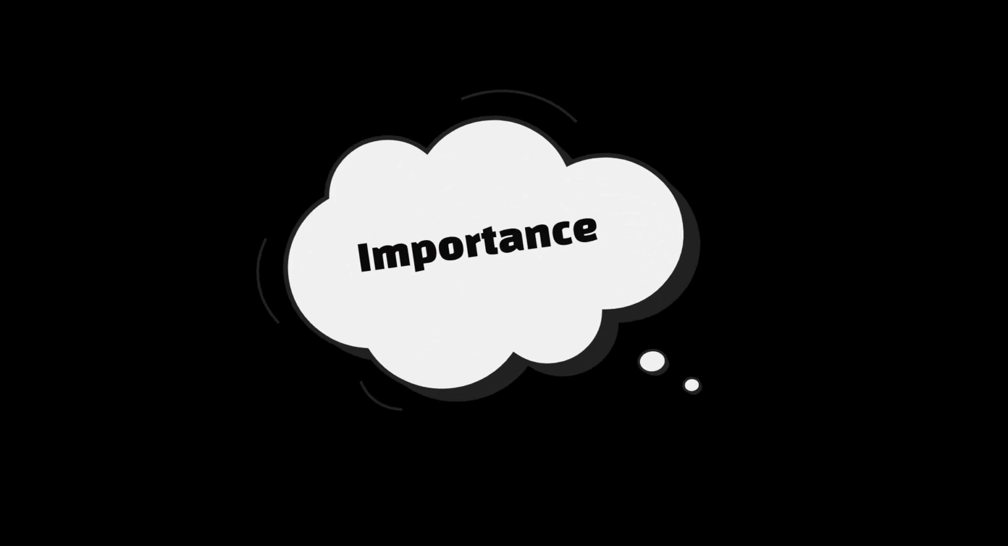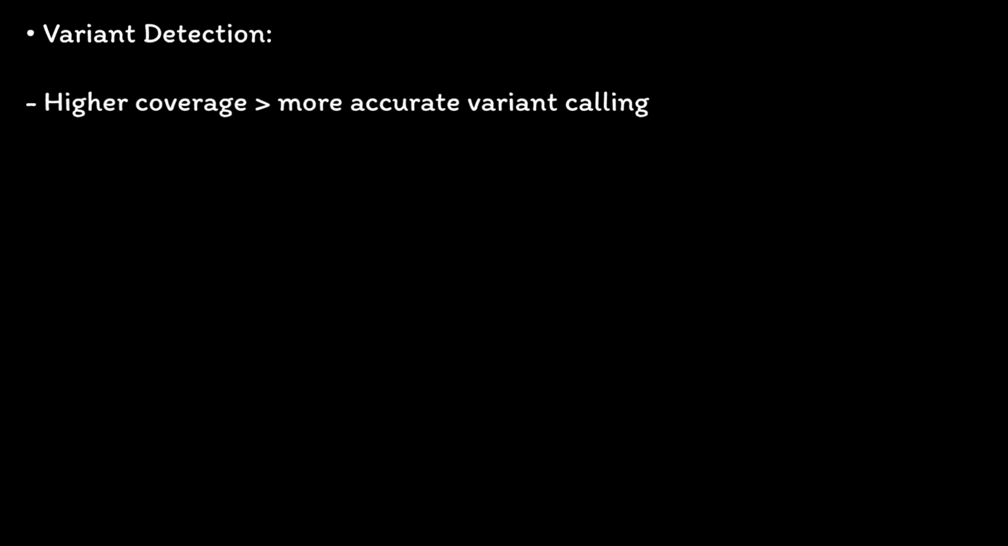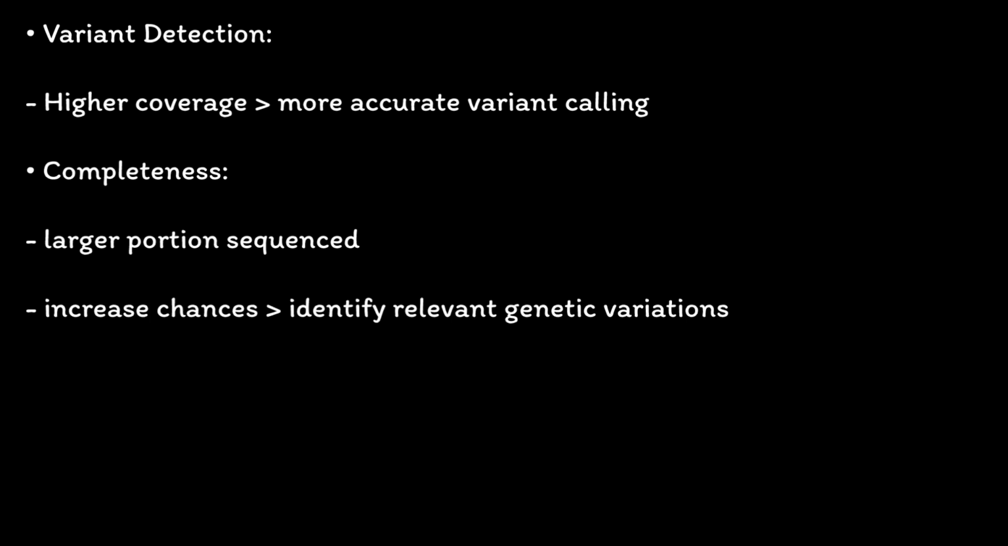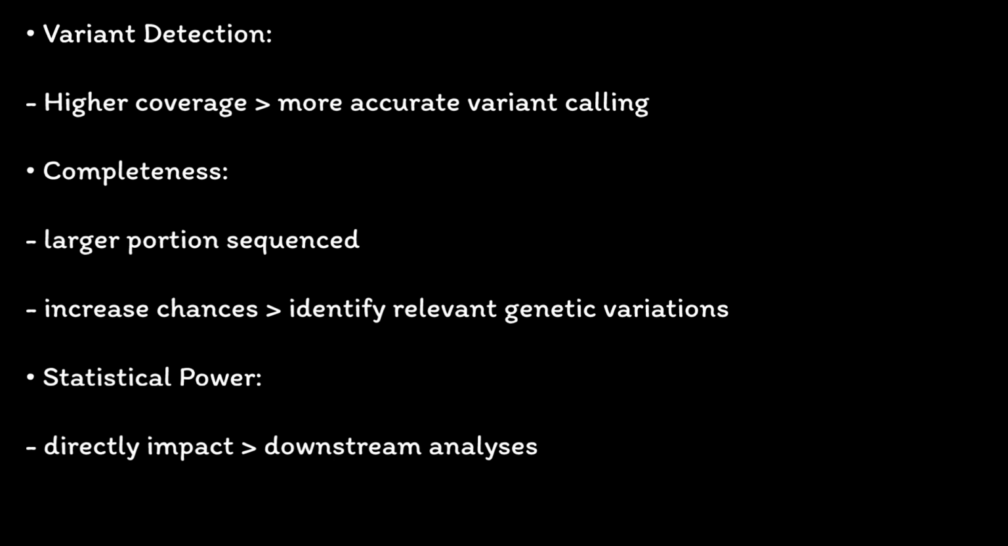The points are variant detection. So higher coverage generally leads to more accurate variant calling. Completeness. Adequate coverage ensures that a larger portion of the target region is sequenced, thus increasing the likelihood of identifying all relevant genetic variations. Statistical power. So coverage directly impacts the statistical power of downstream analysis, such as identifying genes associated with disease. This was all.